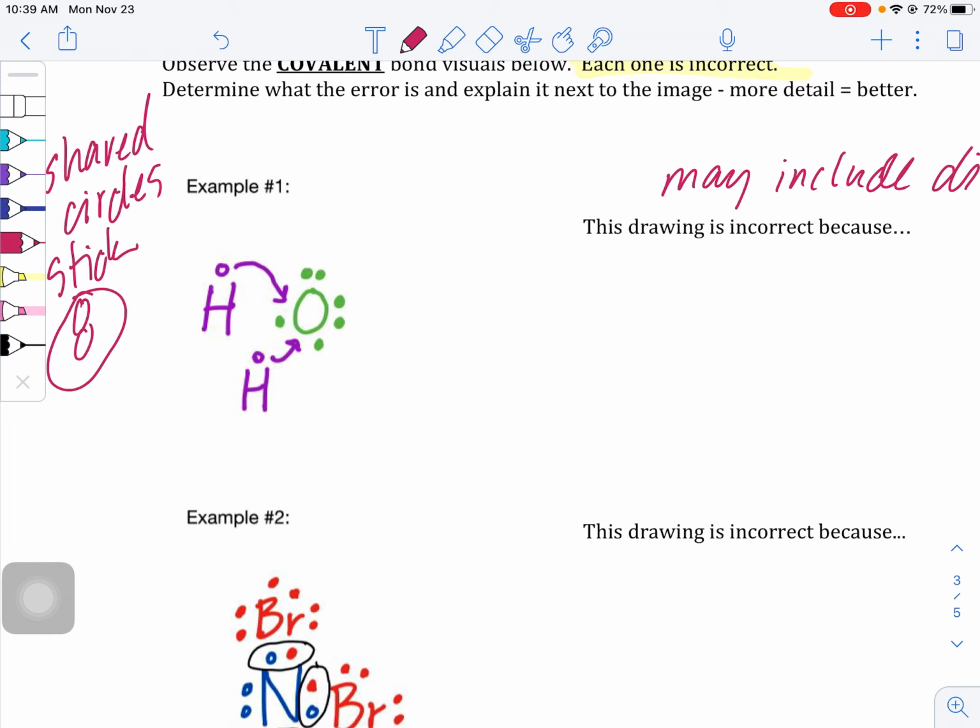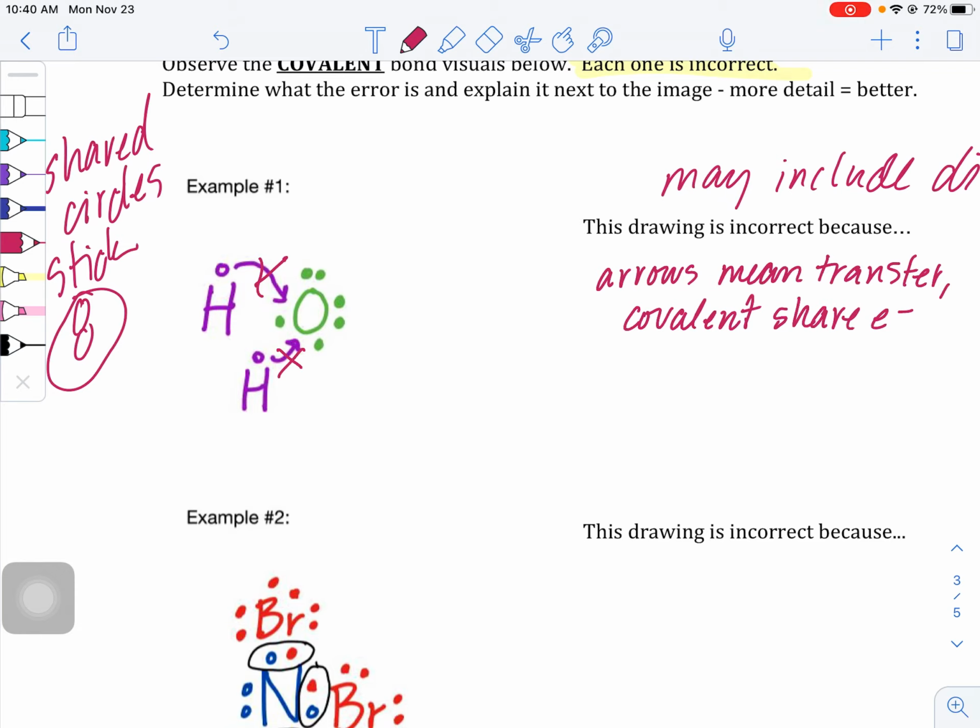We know right away that we aren't going to see any arrows happening in a covalent bond. Arrows equal transfer of electrons. And in a covalent bond, we know we share electrons. So instead of seeing arrows, we should see circles, showing that full shell.